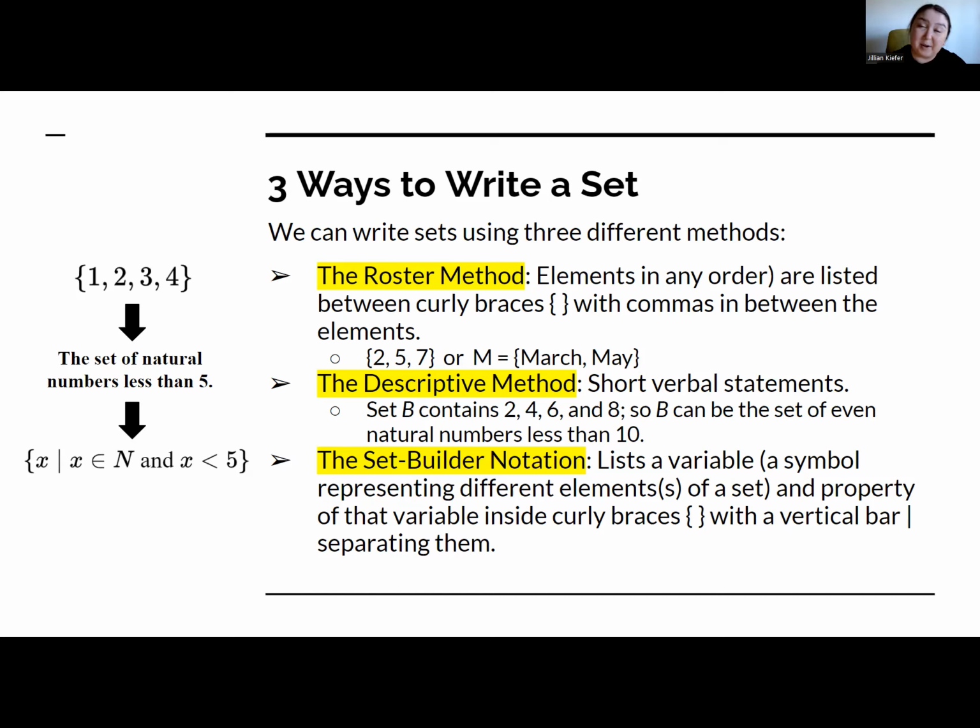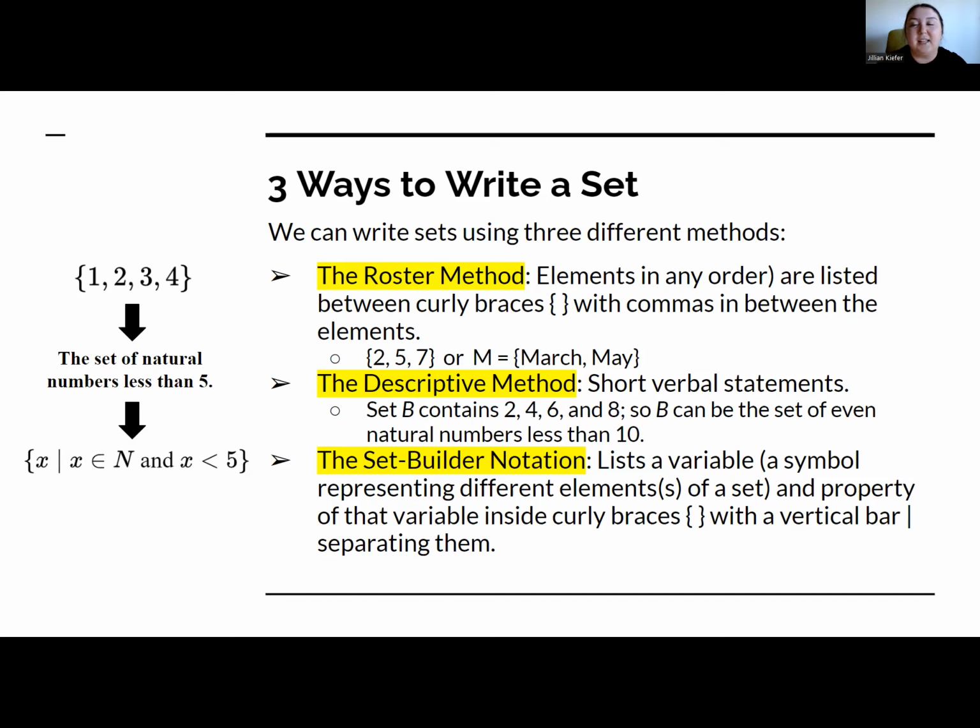That's a better way in addition. With the descriptive method, if we have curly braces 2, 4, 6, 8 and curly braces, then we would say set B is the set of even natural numbers less than 10. There's a couple different things in there. We said natural numbers, those are whole numbers bigger than 0, not negative. Whole numbers that are even means divisible by 2. Those are going to be 2, 4, 6, 8, 10, 12, 14, and so on.